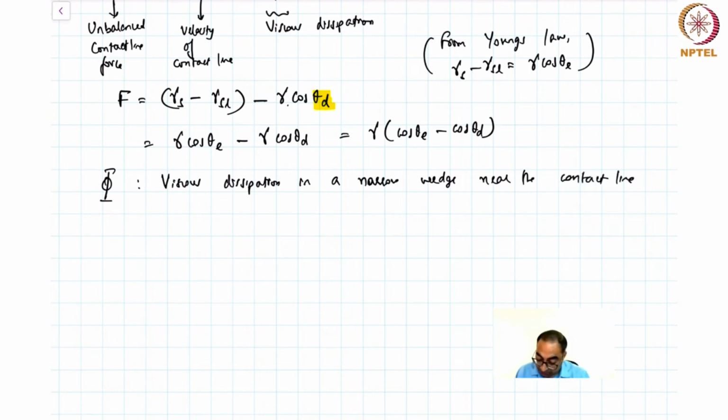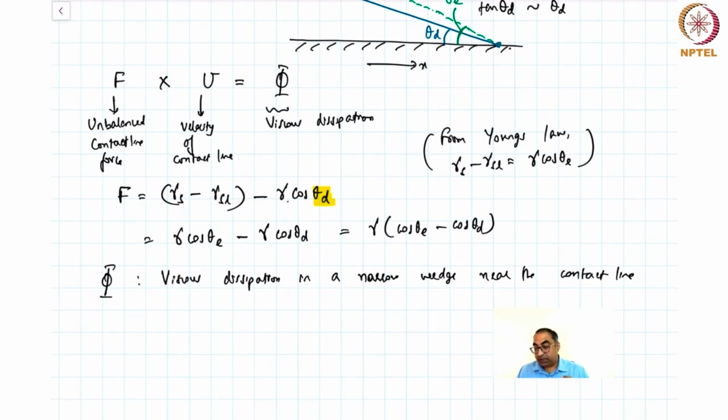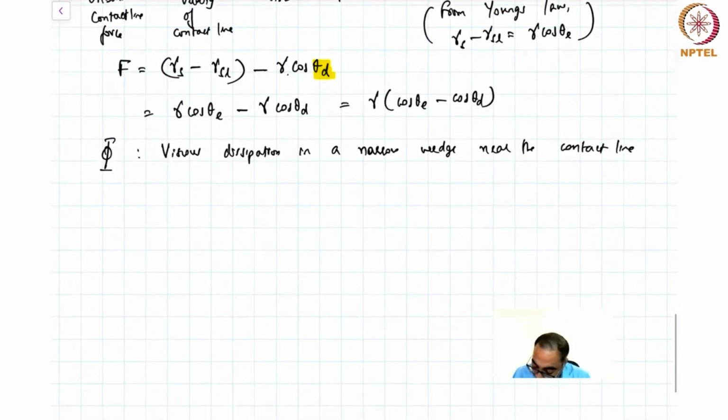So I hope you can see where I'm trying to go with this. I have written that if we can write the force in terms of the contact angle, and if I can write phi in terms of velocity, then I already have a relationship between force times velocity, and on the right hand side, if I can get some velocity terms, then I can express force in terms of velocity. I can relate force to velocity, or more specifically, the angle to the contact line velocity. Okay, that's the idea.